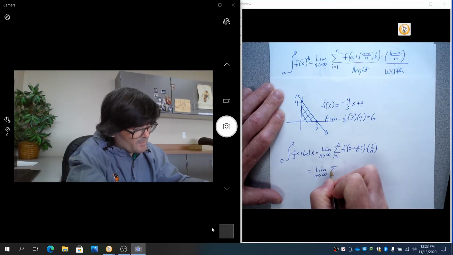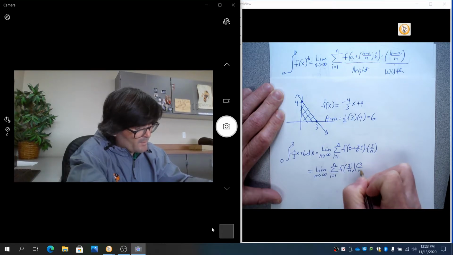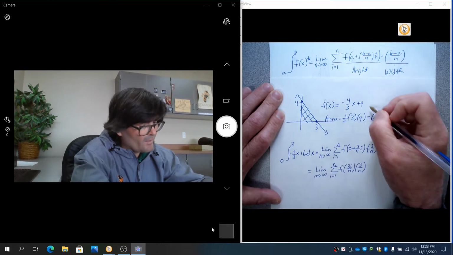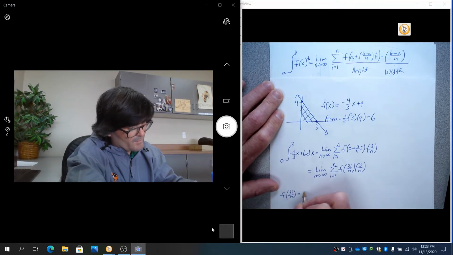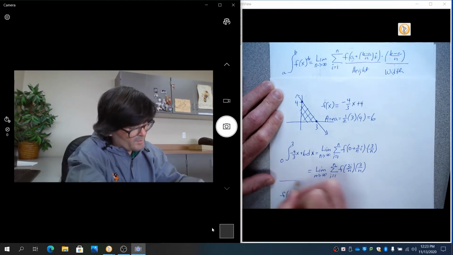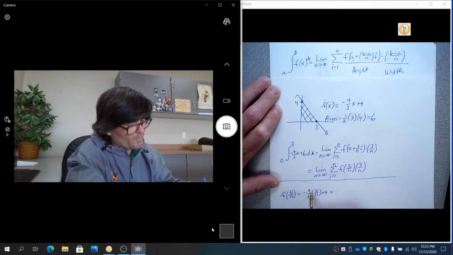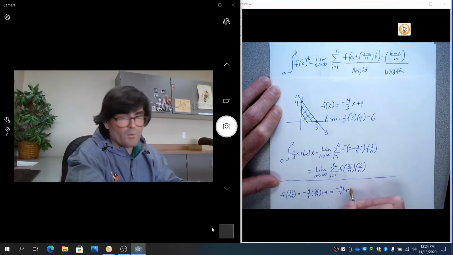We have sigma, i goes from 1 to n, f of 3i over n times 3 over n. Over here, if I were to plug in 3i over n for x, then we could figure that out. On the side here, f of 3i over n is minus 4/3 times 3i over n plus 4. The 3s cancel out. We get minus 4i over n plus 4.